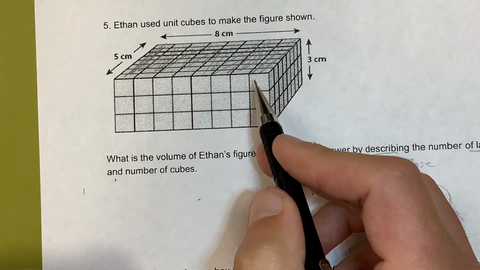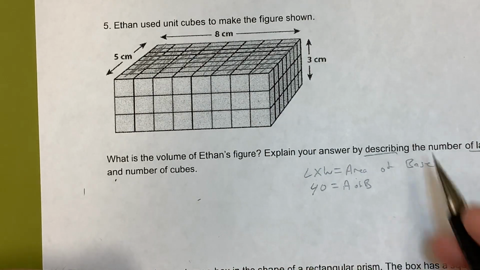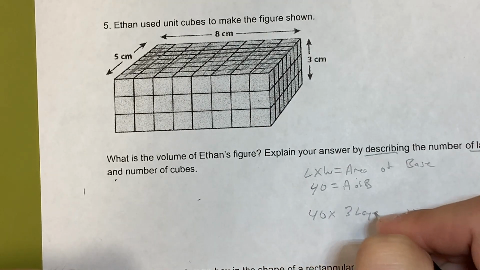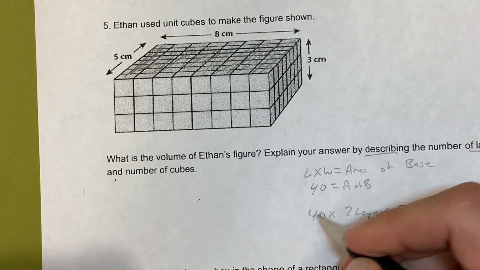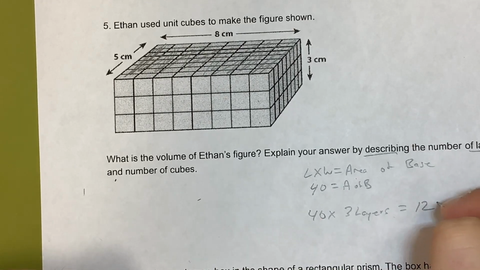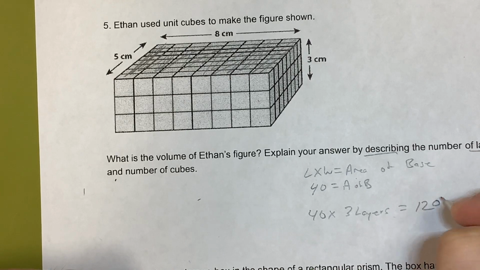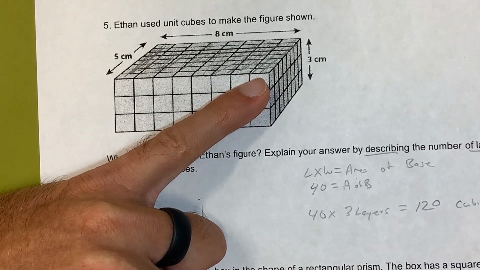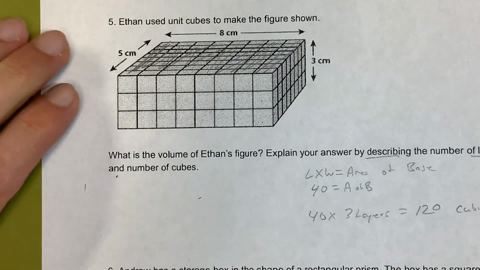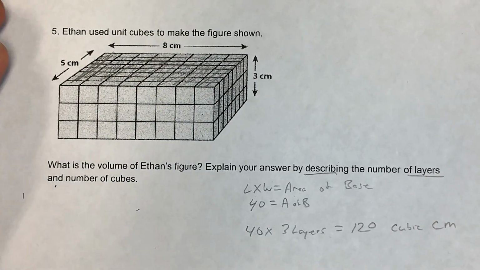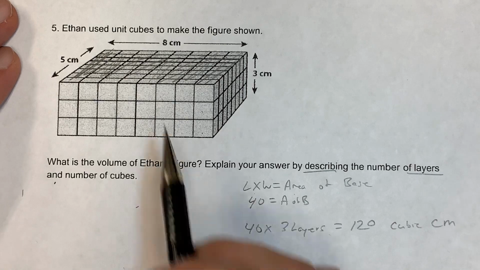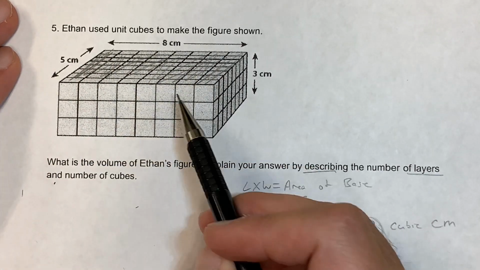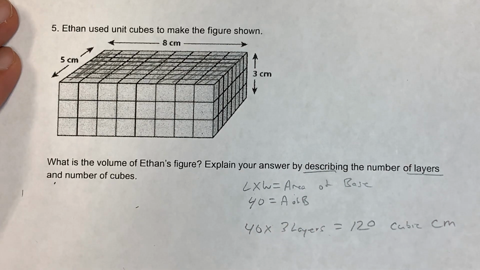And then we have 1, 2, 3 layers. So 40 times 3 layers. 4 times 3 is 12, and then add the 0. So it's mental math, 120. And this would be cubic centimeters. Okay. So doing it by the layer approach, 5 times 8, so it'll be 40 on the top, and then there are 3 layers, so it'll be 120.